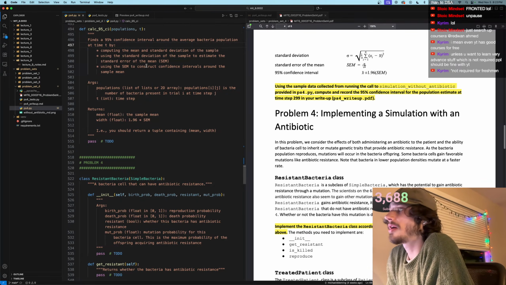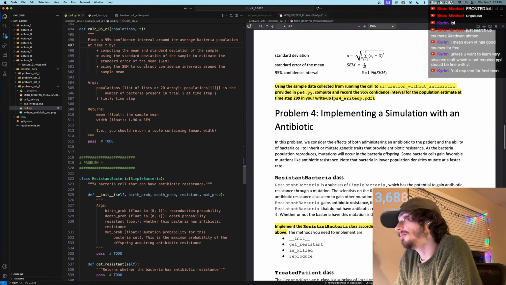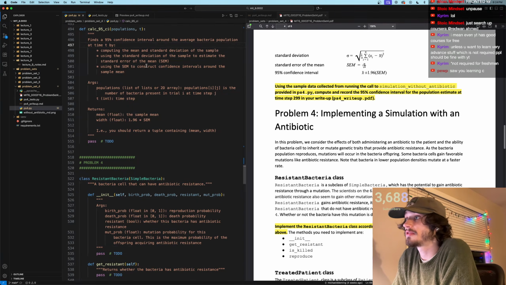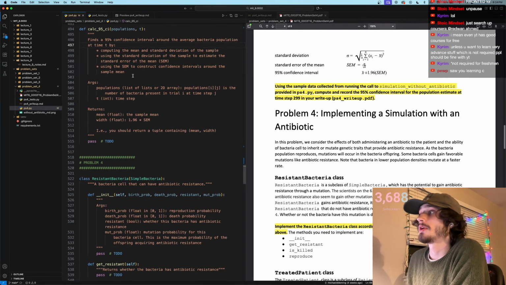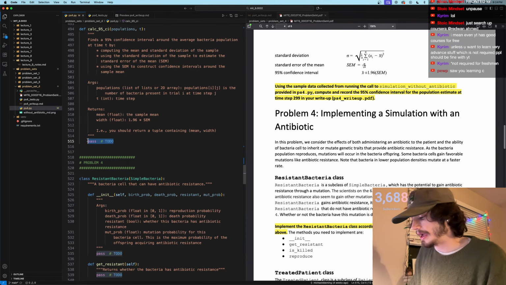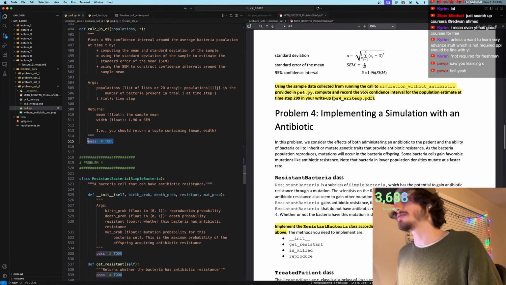Finds the 95% confidence interval around the average bacteria population at time t by computing the mean and the standard deviation of the sample, using the standard deviation of the sample to estimate the standard error, using the standard error of the mean to construct confidence intervals around the sample mean. Cool. So this is pretty simple, given all of our functions up to this point makes this really, really easy. It's trying to really show you that, trying to build these out, these functions, and then use them all together.